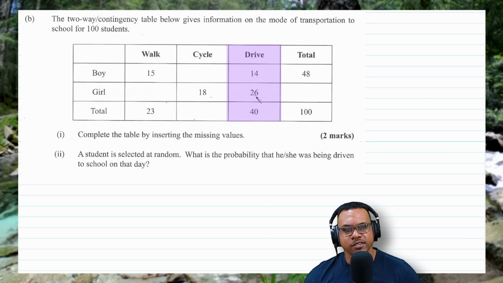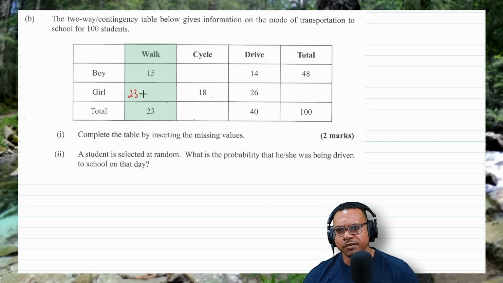All right, so this 14 plus 26 will give you the 40. Likewise, 15 plus something will give you 23. So we just have to take away 15 from 23 to fill out what's here, right? So as simple as 23 take away 15, and I believe that will give you 8. All right, so 15 plus 8 is 23.